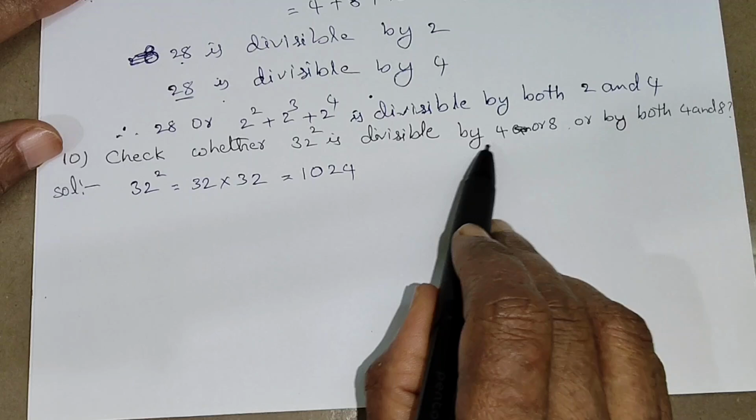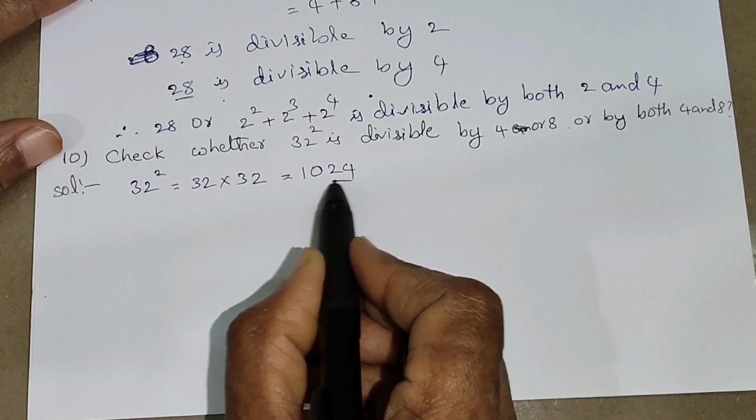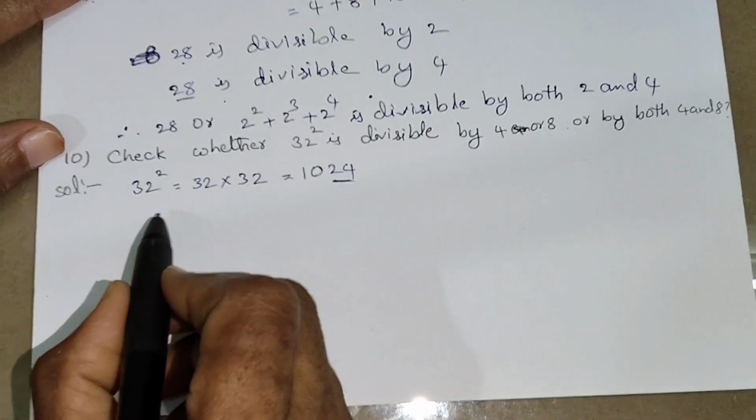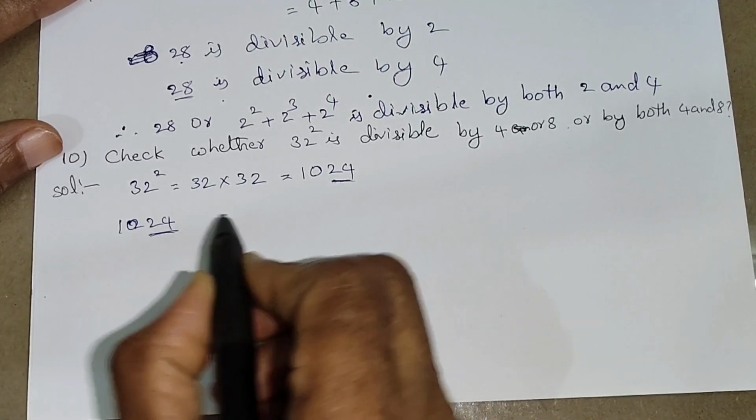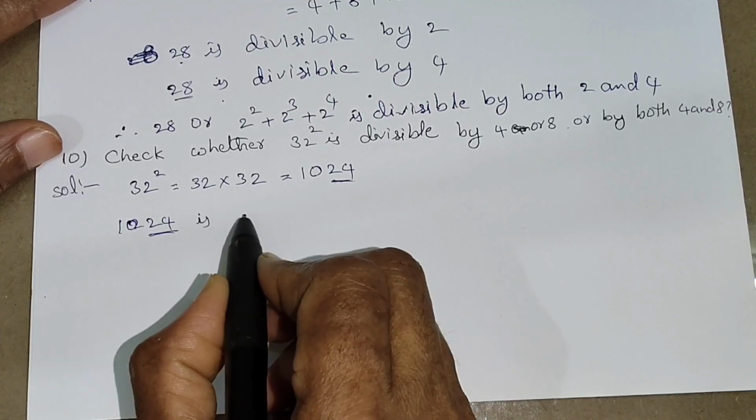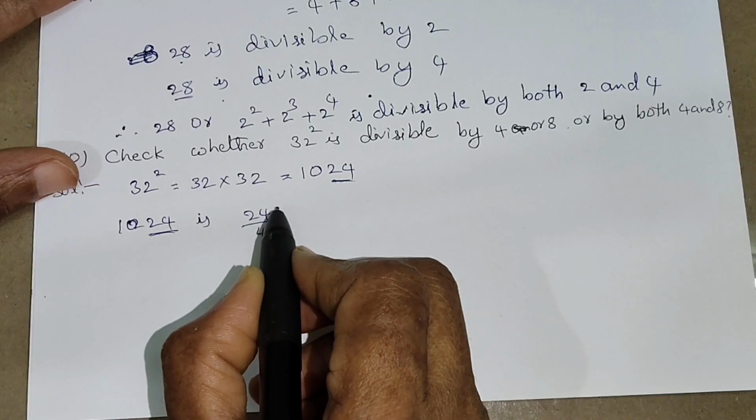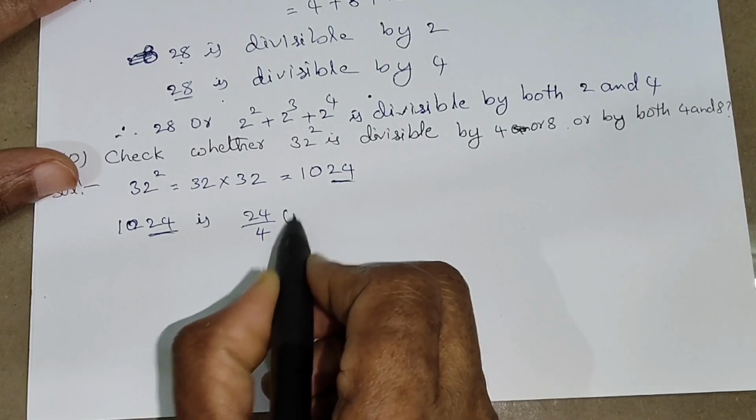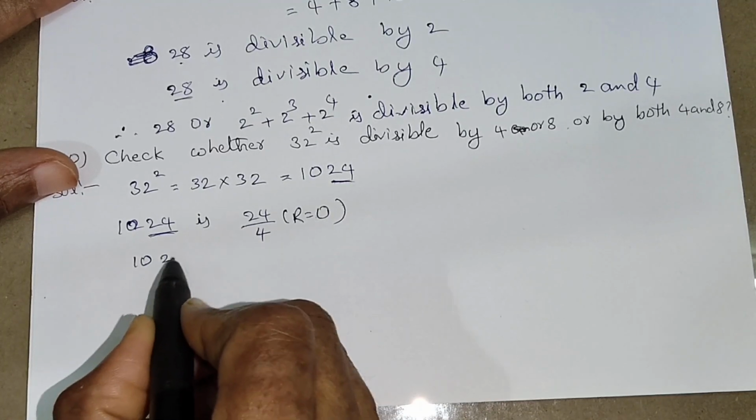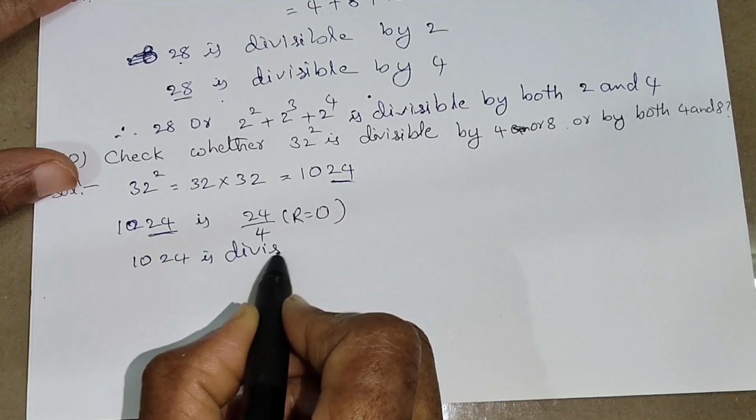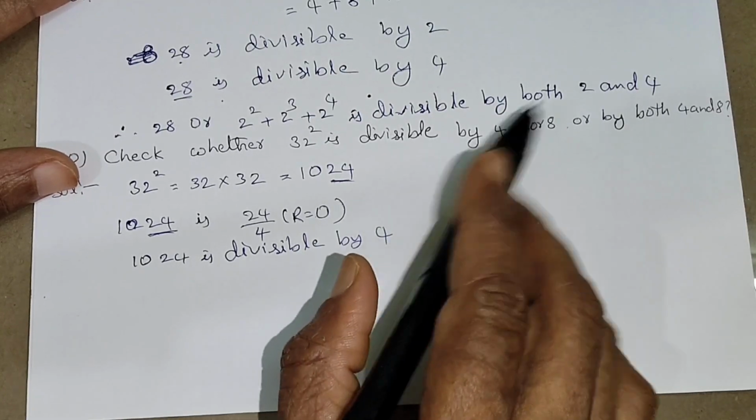First, is it divisible by 4 or 8? For 4, we compare the last 2 digits. Here 1024, the last 2 digits are 24. 24 is divisible by 4, so the remainder is 0. 0 means this number is divisible by 4. 1024 is divisible by 4.